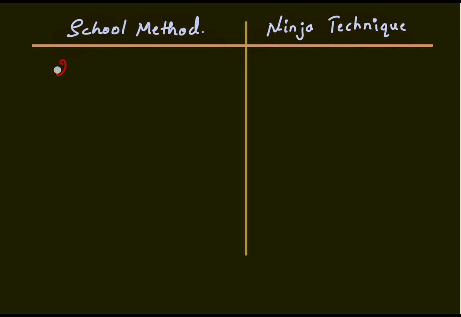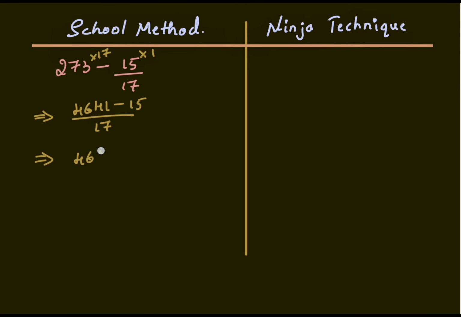Here we have 273 minus 15 by 17. To simplify this, we will take the LCM, that is 17. Here we will multiply 17 into 1. So 273 into 17 is 4641, minus 15 into 1 is 15. If you subtract this, we get 4626 divided by 17. If you solve this, you will get 272 integer 2 by 17.